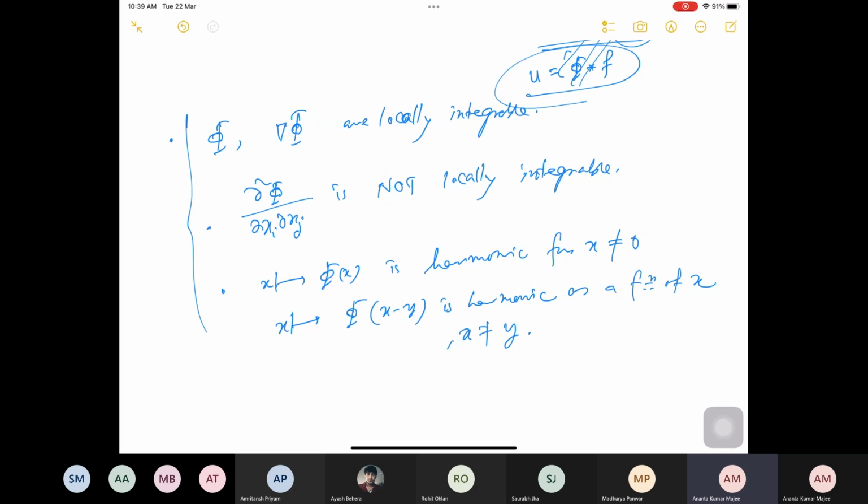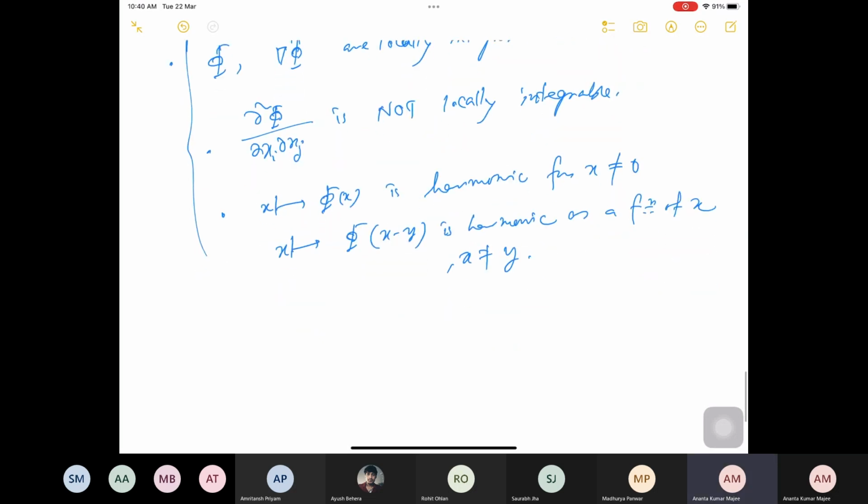But the good point is that x goes to φ(x) for x not equal to 0 is harmonic, isn't it? Because, as I told you, we try to show that Laplace φ is equal to 0. So Laplace of u is equal to 0, and then from there we look at radial functions, and from the radial functions we deduce the function v, how it looks like, and from looking at that we try to define these functions. Okay, so it is harmonic for x not equal to 0, and hence x goes to φ(x minus y) is harmonic as a function of x for x not equal to y.